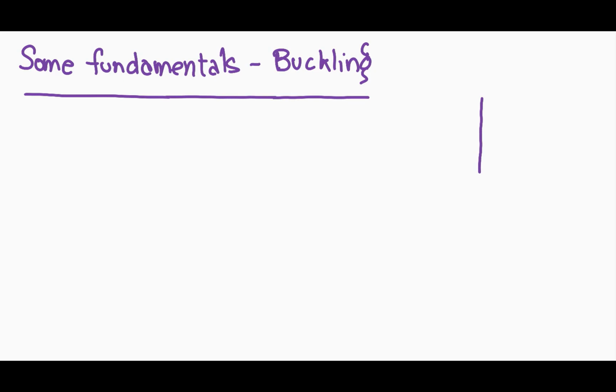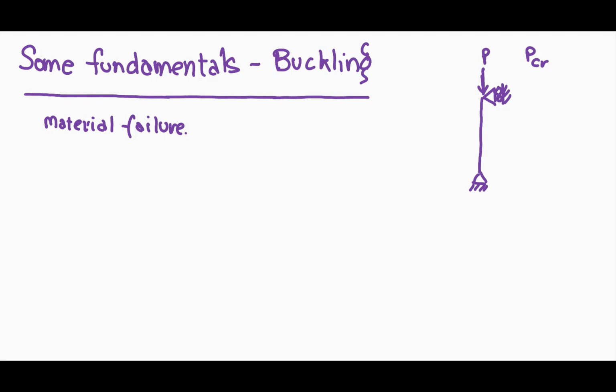Let us consider a column which is hinged at the bottom and has a roller support at the top and is subjected to a load P. In case this P is less than the critical buckling load PCR, the column would undergo axial compression. And if the axial compression exceeds the compressive strength of this column, it would undergo a material failure.